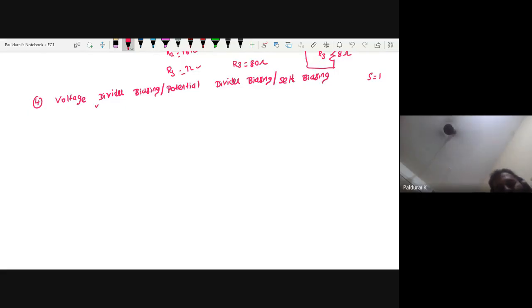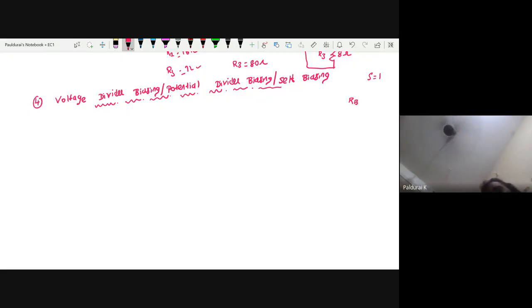Okay, so now this concept is quite interesting. Why is it so called potential divider? Why is it so called voltage divider? Self biasing. Now, one guess, anyone, I will ask one question. In both collector feedback bias as well as emitter bias, what is the drawback?